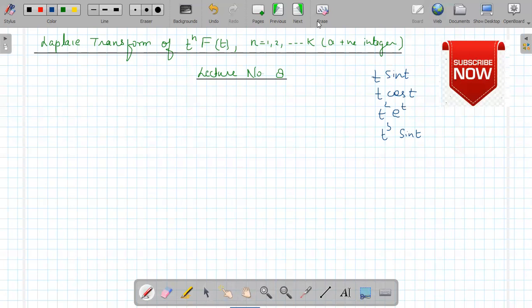So in that case, how to find the Laplace transform of such function? So today we are going to learn a new type of rule to find the Laplace transform of such function. So let me define the procedure or the rule to find Laplace transform of such kind of functions.